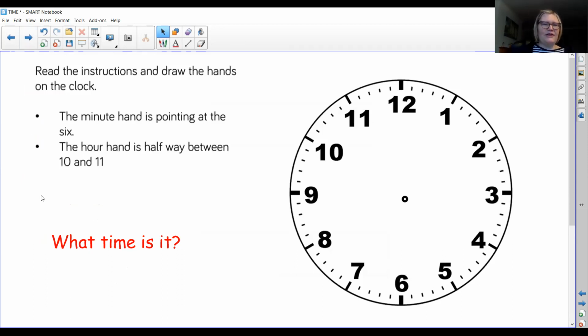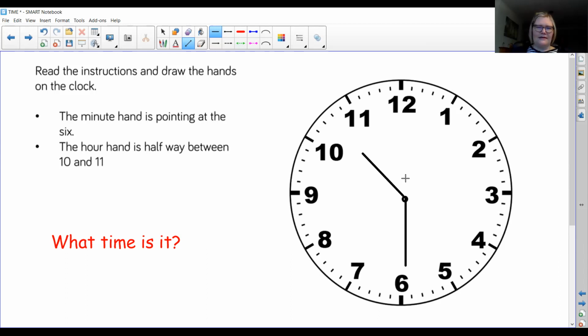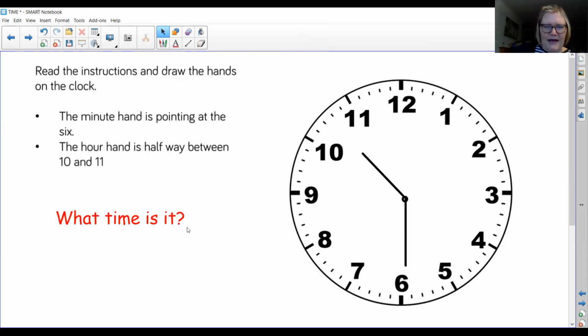Okay. Right, let's read the instructions and draw the hands onto the clock. So read them with me. The minute hand is pointing at the 6. And the hour hand is halfway between 10 and 11. So the minute hand is pointing at the 6 and the minute hand is the longer one. The hour hand is halfway between 10 and 11. So there. So what time is it? It's 10:30, isn't it? Well done if you got that right.